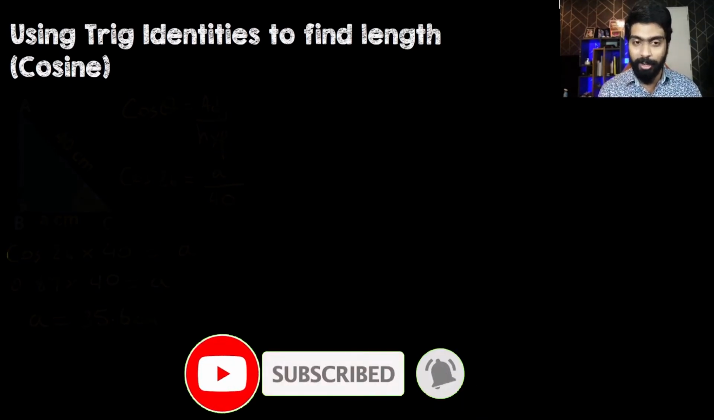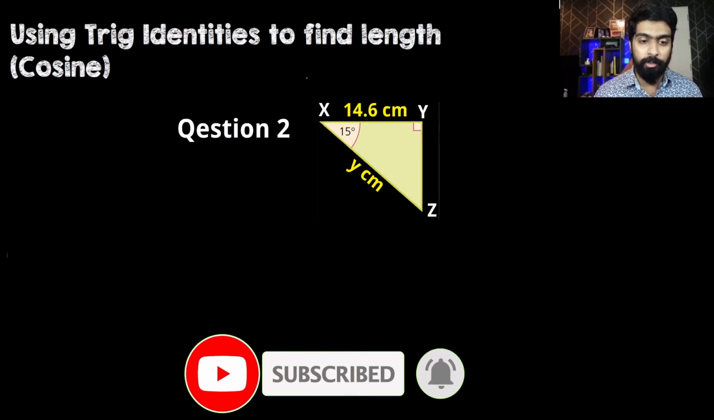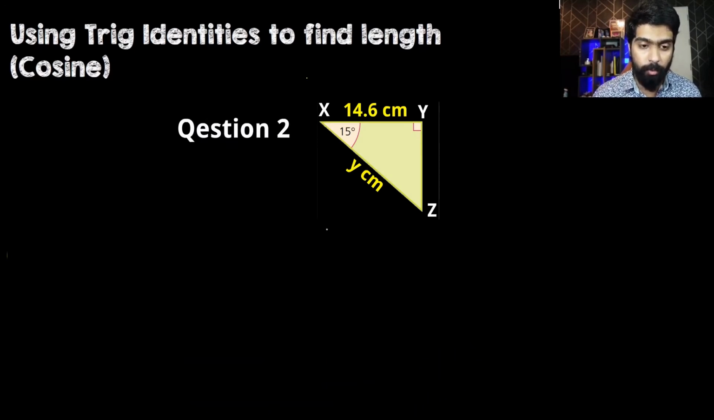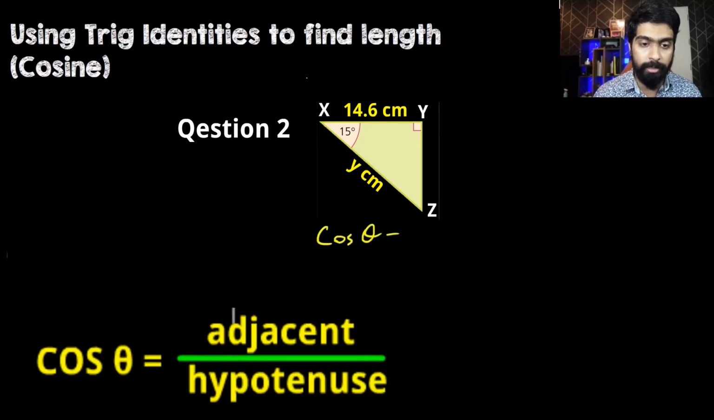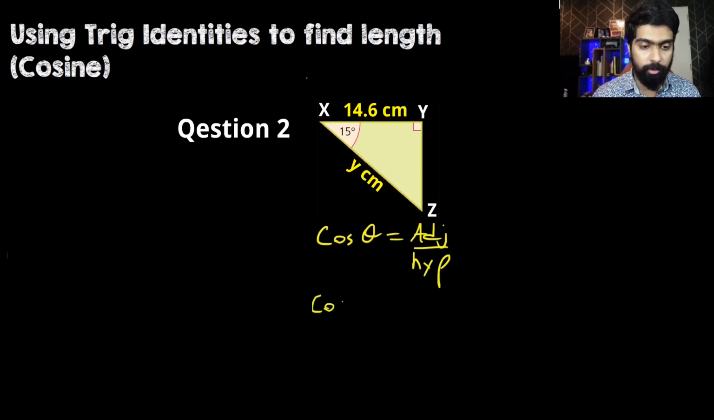All right, now let's get to question number 2. Similarly to question number 1, we are going to start off by writing the formula down. So cosine of theta is equal to adjacent over hypotenuse, right? So what we have here is cosine of 15 degrees is equal to the adjacent, 14.6, over y.